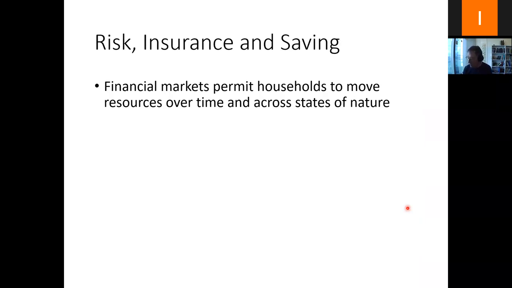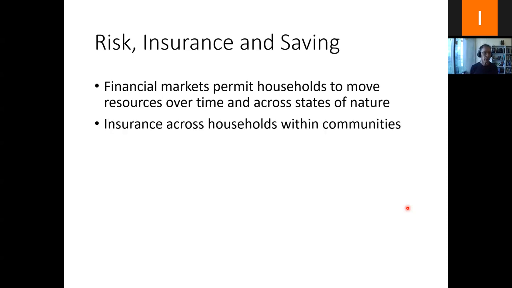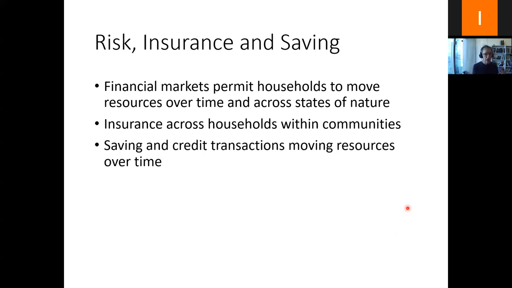So financial markets, insurance, credit, savings, permit households to move resources over time or across states of nature. So insurance takes place across households, within communities, within economies. And so resources are being transferred through insurance between households or individuals who have good shocks and households who have experienced bad shocks at the same time. Savings and credit transactions are moving resources over time.